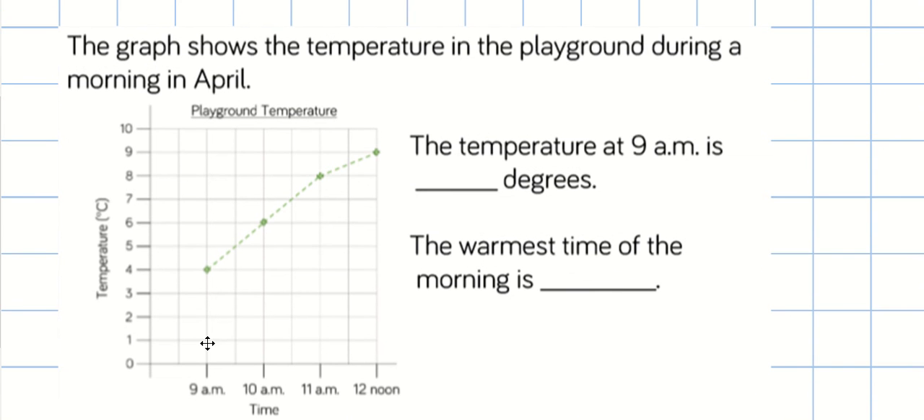So the temperature at 9 AM was how many degrees Celsius? Can you quickly work it out? Going up from 9, we come to 4. So it was 4 degrees. What was the warmest time of the morning? Quickly pause the video and try and work it out. That's right. The warmest time of the morning was at 12 noon, because at 12 noon, we had the highest temperature of 9 degrees Celsius.